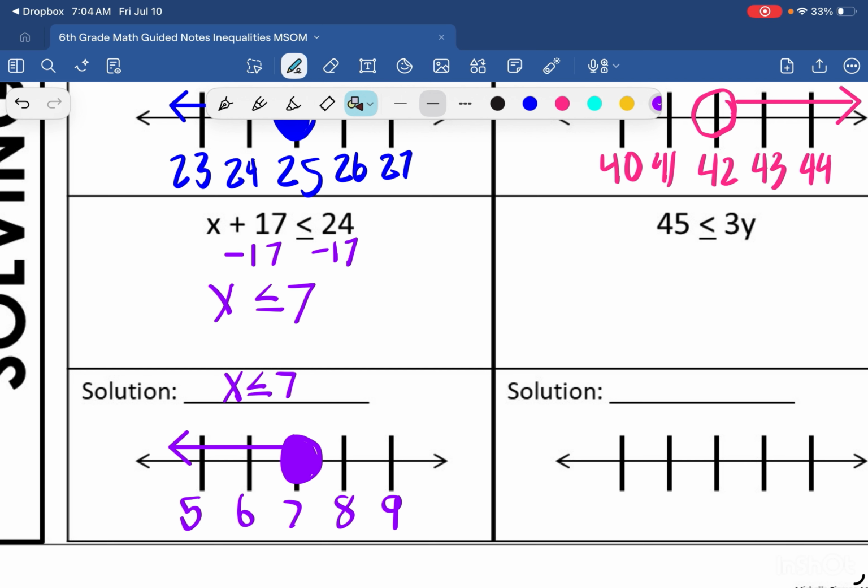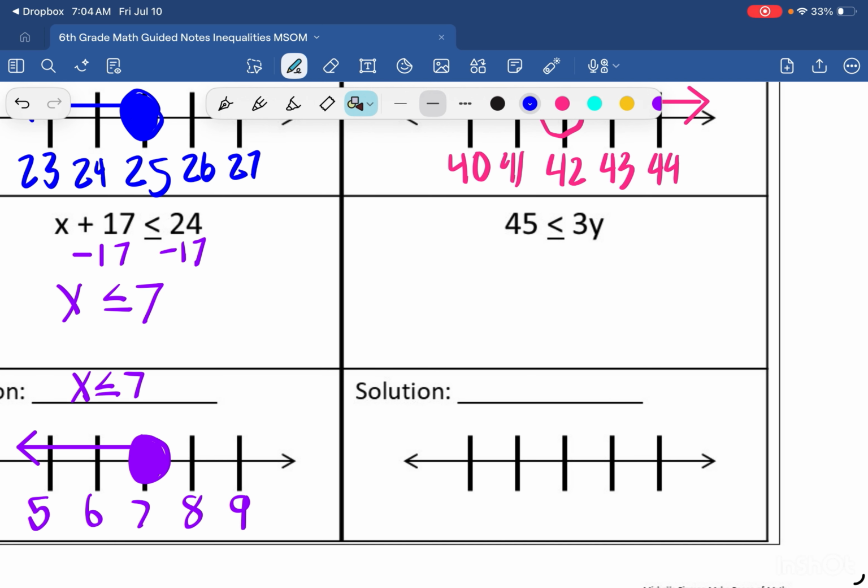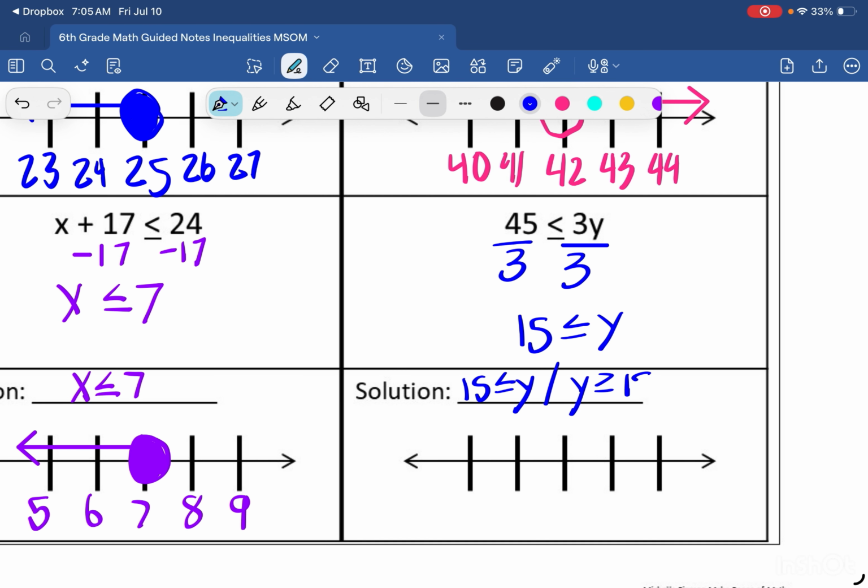45 is less than or equal to 3y. I will divide each side by 3 to get 1y. 45 divided by 3 is 15. So 15 is less than or equal to y. Or I can also write that as y is greater than or equal to 15.